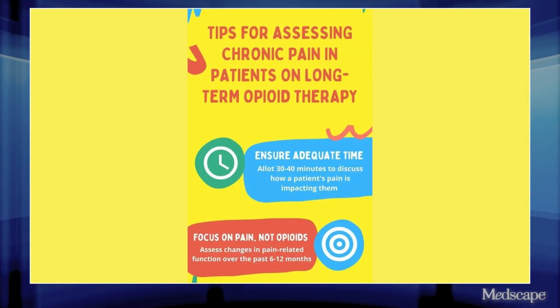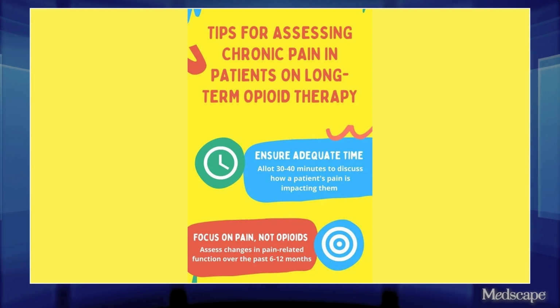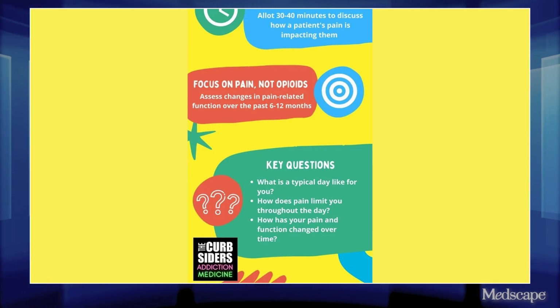I think one of the main pearls I took away was to make sure that we have adequate time during each visit to assess an individual's chronic pain and long-term opioid use. So Dr. Becker actually recommended trying to get 30 to 40 minutes blocked off for this discussion and really hone in on the patient's pain and pain experience. So key questions you may want to include are, what does a typical day look like for you? How does pain limit you throughout the day? How have your pain and function changed over time?